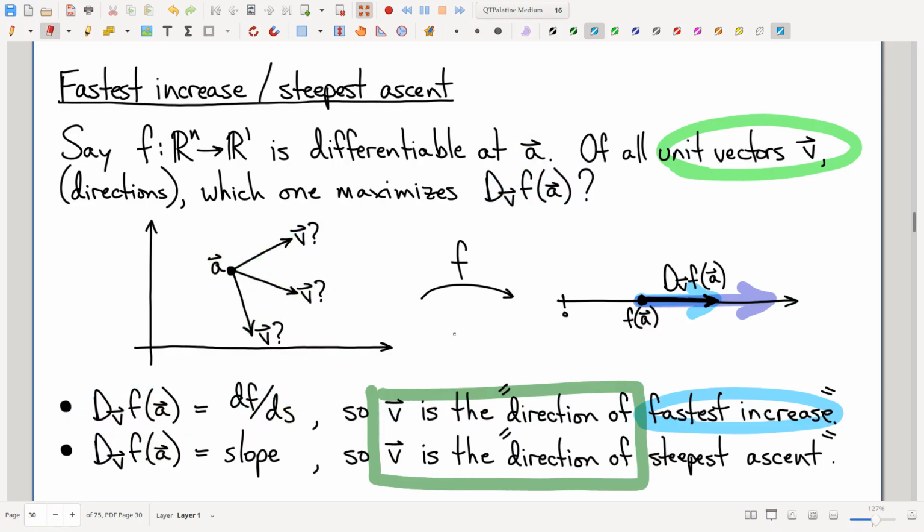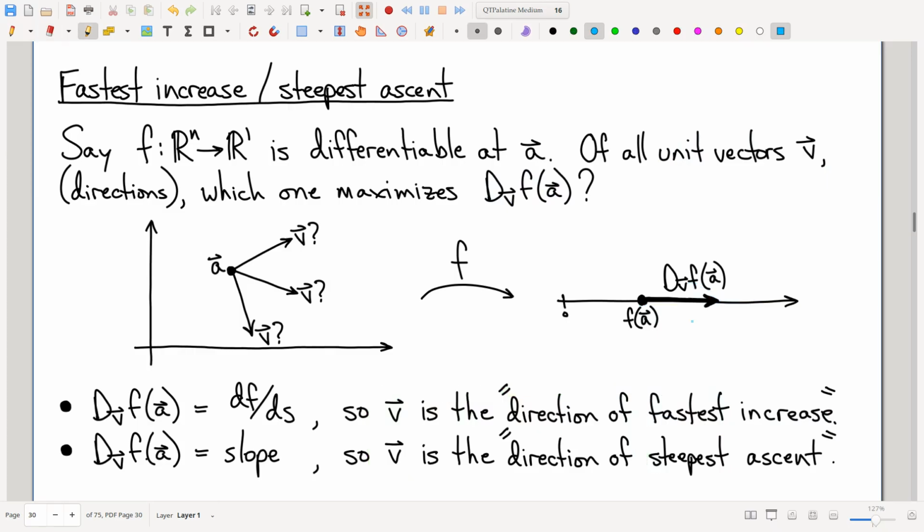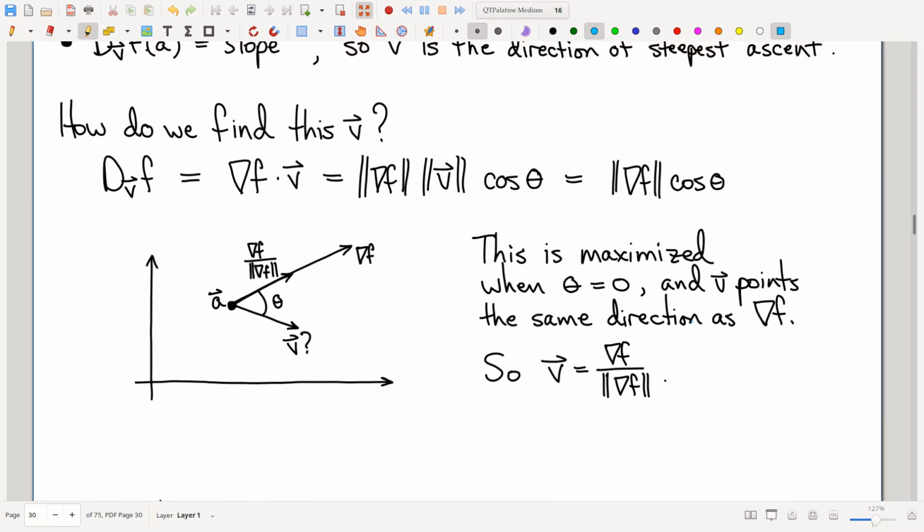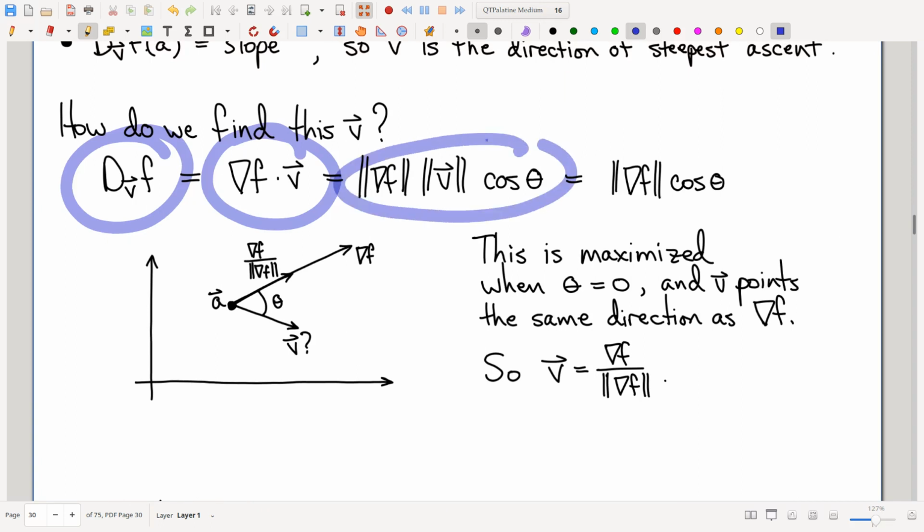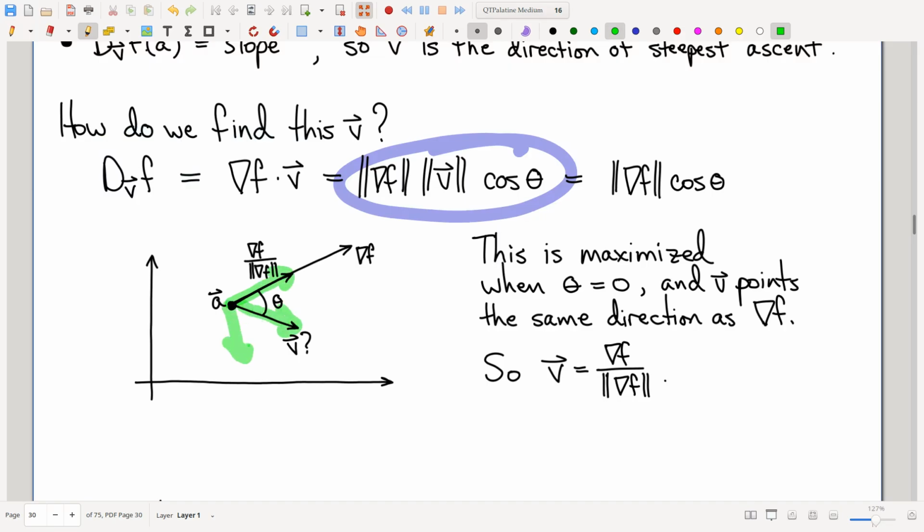Okay, let's do it. How do we actually do this? It's not that big a deal. This is what we want to maximize. That's how we compute the thing that we want to maximize. Notice it's a dot product. This is how we compute dot products. Keep in mind, I'm only looking at unit vectors because I'm interested in directions. It wouldn't make any sense to have non-unit vectors here.